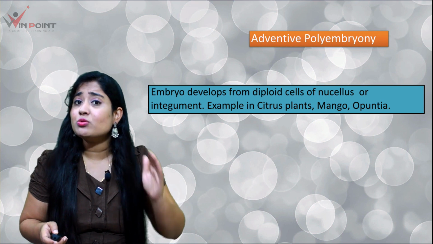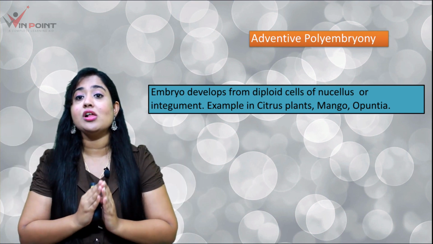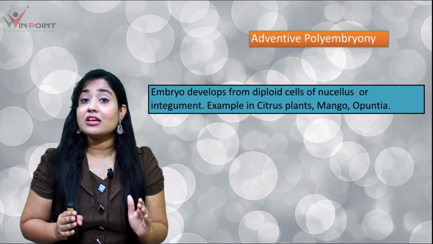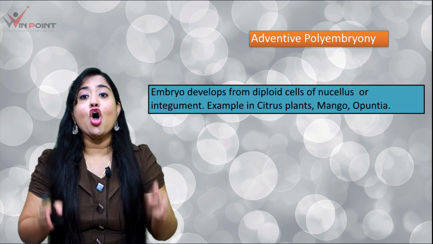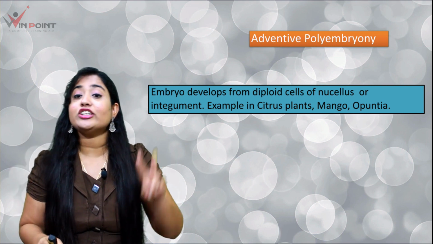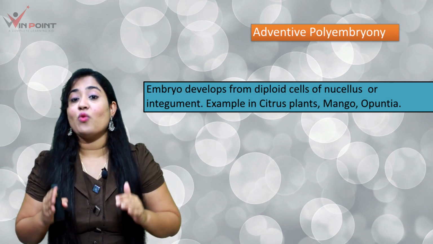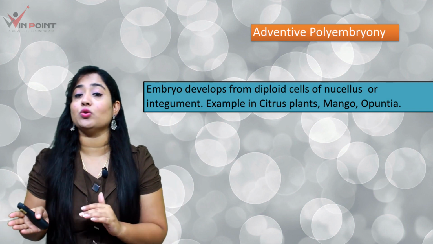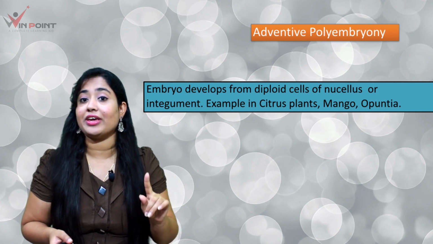So what is this nucellus? Nucellus is the central part of the ovule containing the embryo sac, whereas the integument are the protective covering made of diploid cells. In angiospermic ovule, there are two integuments, so it is known as bitegmic, whereas in gymnosperm ovule, there is only one integument, so it is called as unitegmic.